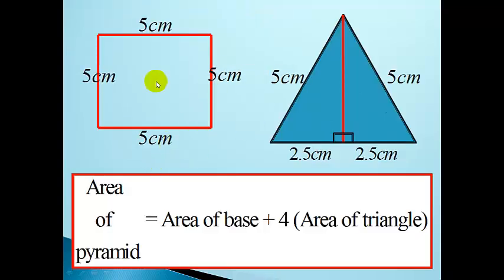Now, if you are finding the area of the pyramid, it is the area of the base, and the base is a square, plus 4 times the area of the triangle. Because the triangles are the same, we take only one into consideration. After finding the area, you multiply our answer by 4. Then we add it to the area of the base, and that will give us the area of the pyramid.